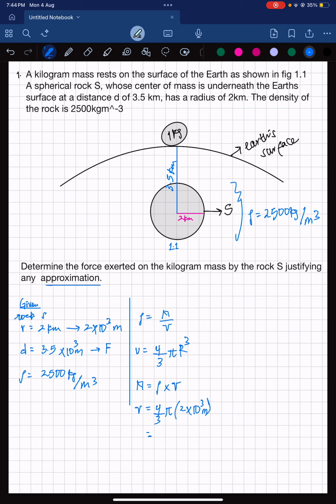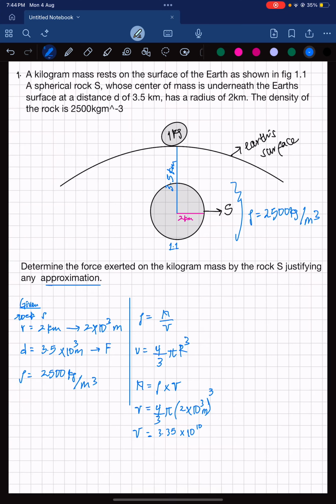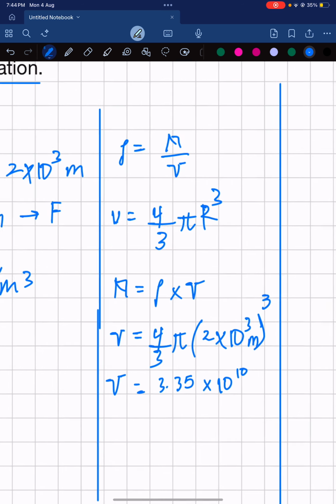Okay, so let's calculate this one using our calculator. We forgot something, we did not cube this thing, so we'll cube it, and it's going to give us 3.35 times 10 to the power of 10. Okay, so let's just find the mass.